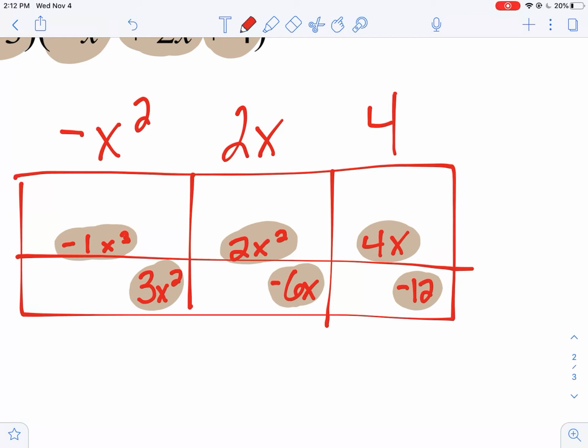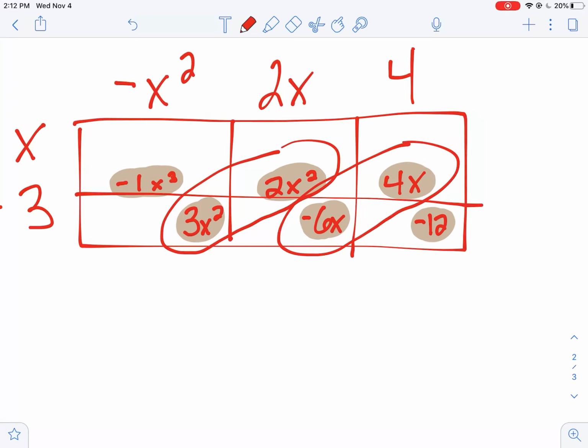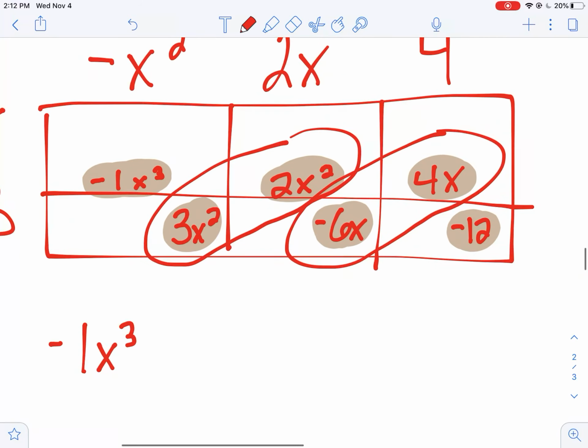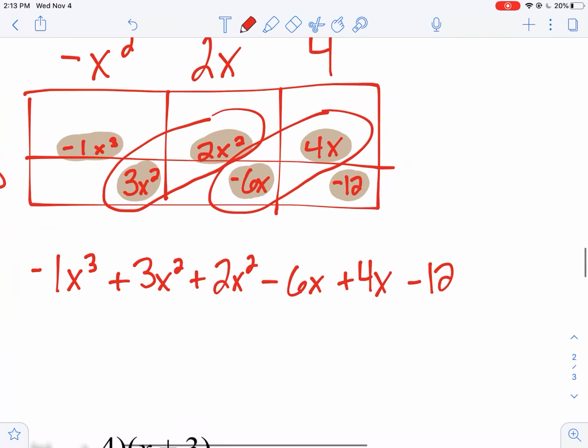Now watch this. The terms that are diagonal from each other are always going to be like terms. It's pretty cool. It can help you keep things organized. So you notice negative 1x to the third doesn't share any like terms. There's nothing that shares x to the third as an exponent. However, 3x squared, 2x squared, those are common. They have common exponents. They're like terms. Negative 6x, positive 4x, again, like terms. And then minus 12, it's a constant term all on its own.